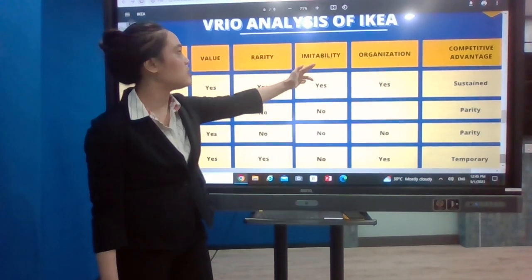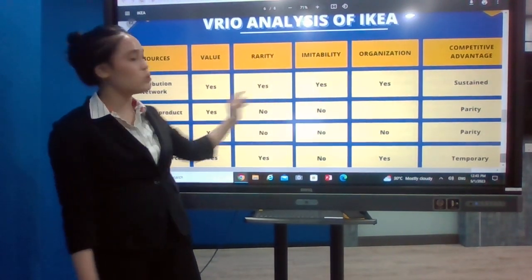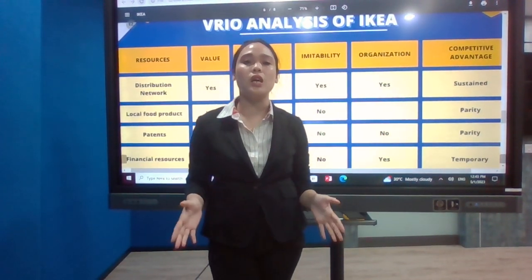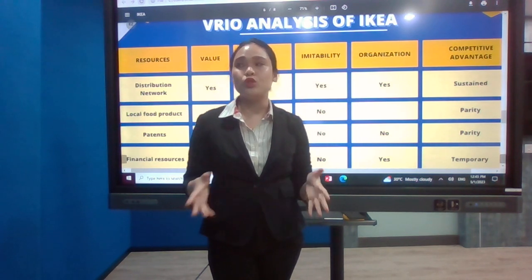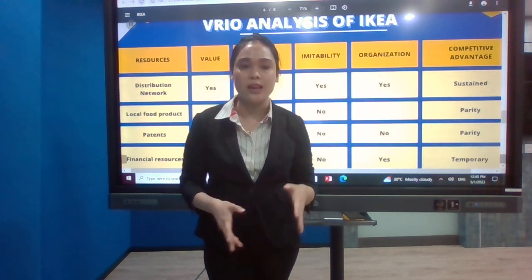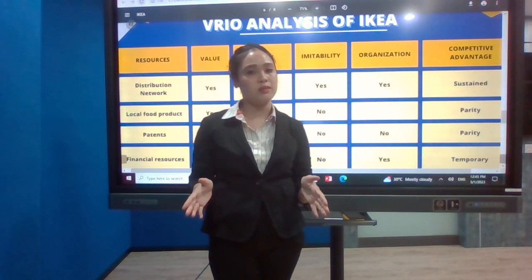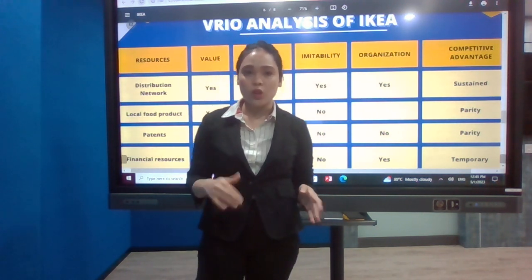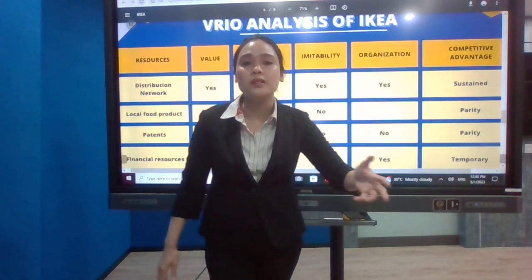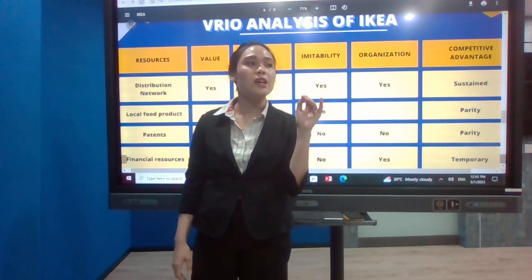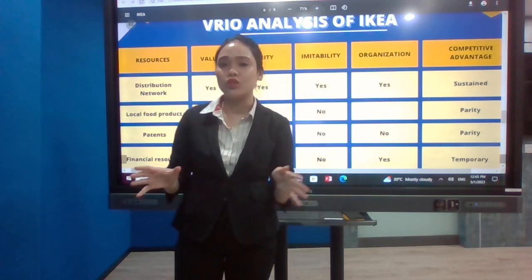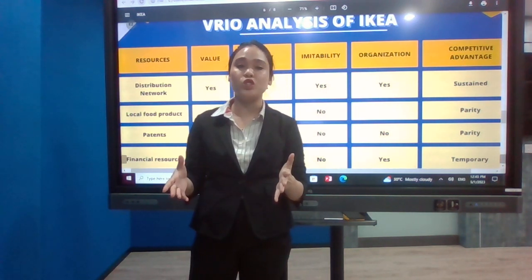Now we move to the imitability in distribution network, which is yes. Why was that? The distribution network of IKEA is also very costly to imitate by competition as identified by the IKEA VRIO analysis. This has been developed over the years gradually by IKEA. So the competitors would have to invest a significant amount if they are to imitate a similar distribution system.